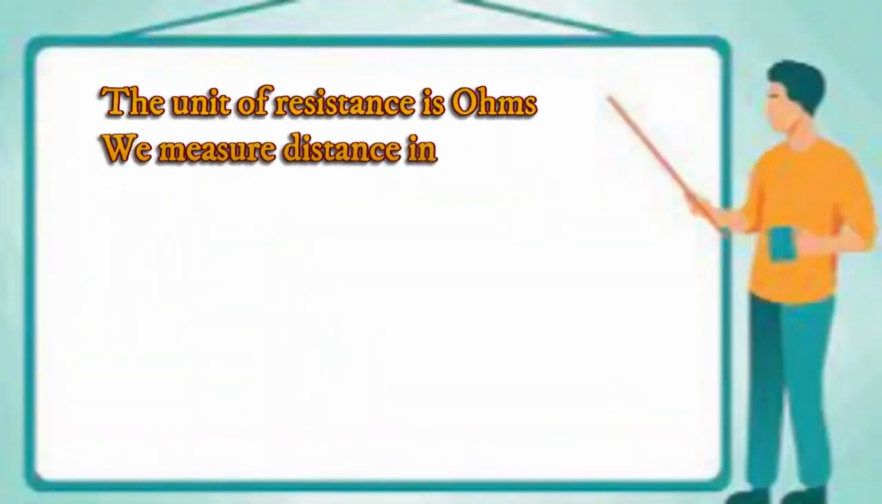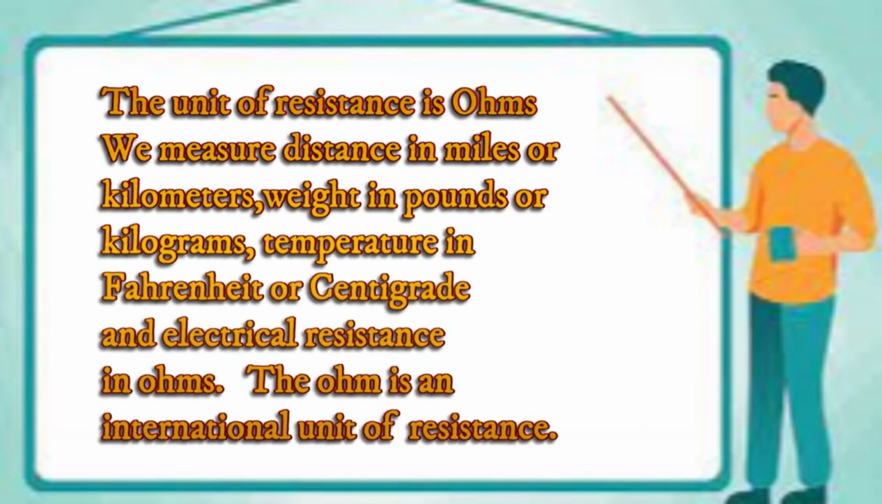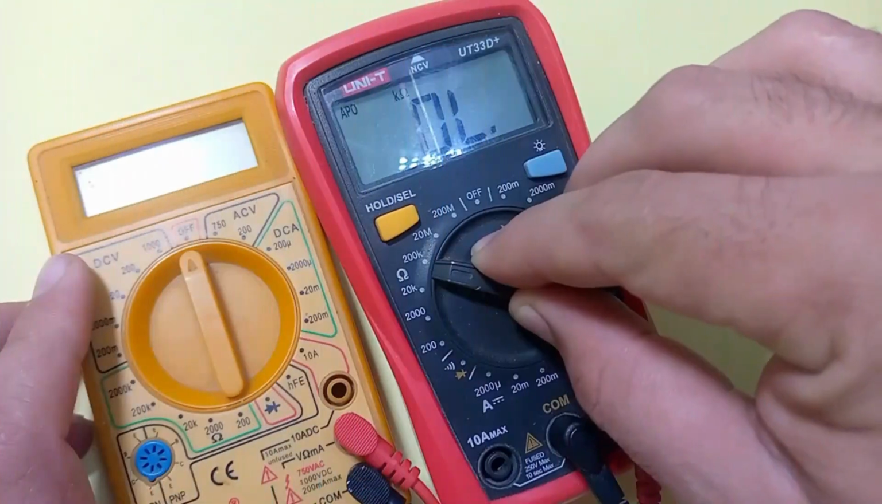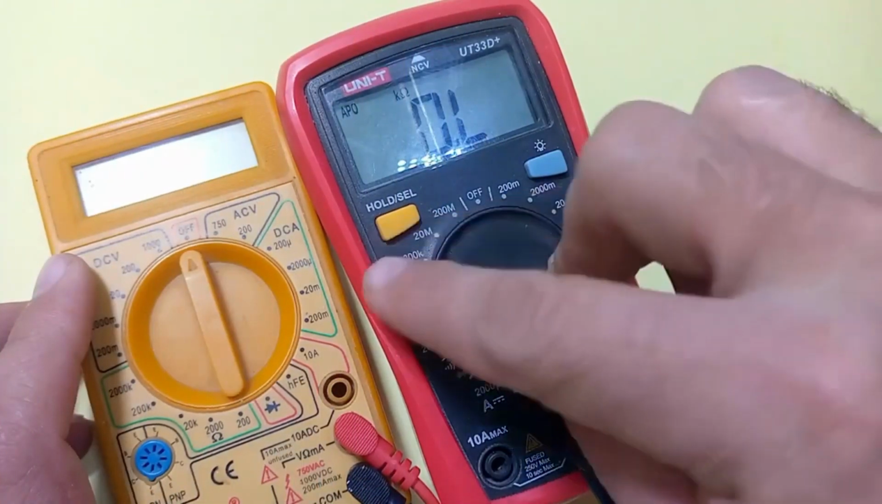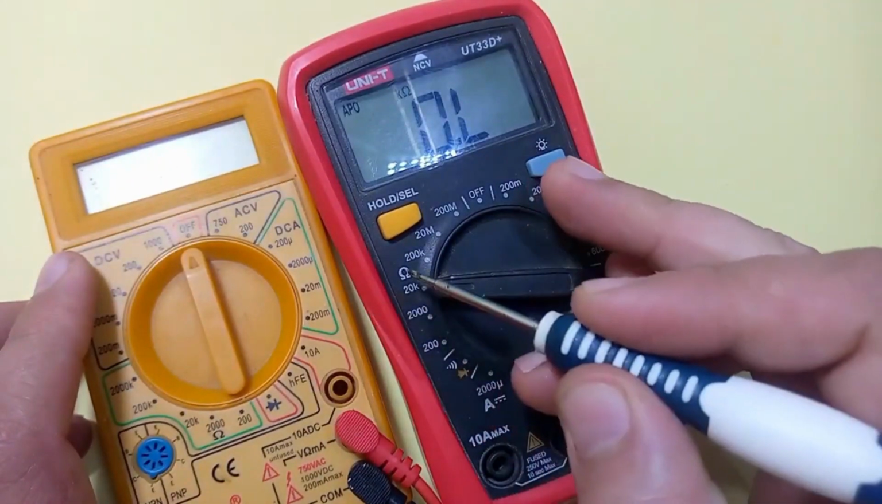The unit of resistance is ohms. We measure distance in miles or kilometers, weight in pounds or kilograms, temperature in Fahrenheit or centigrade, and electrical resistance in ohms. The ohm is an international unit of resistance. Look at this symbol. Whenever you measure the resistance, it is known as ohm.